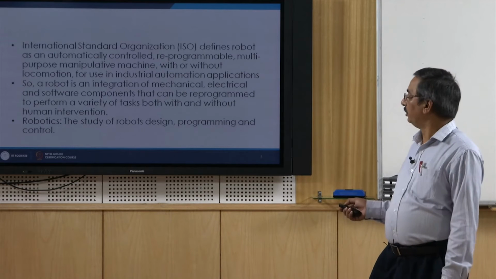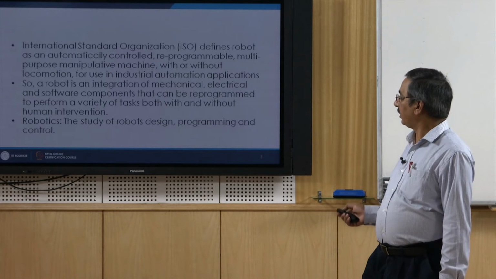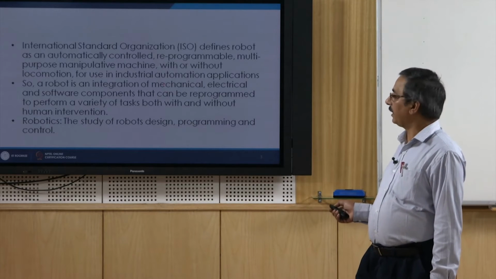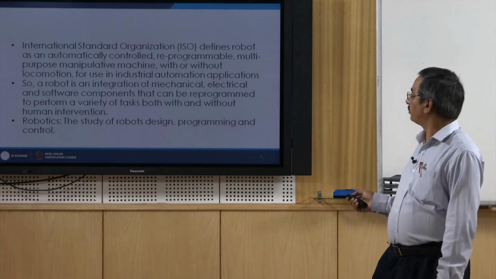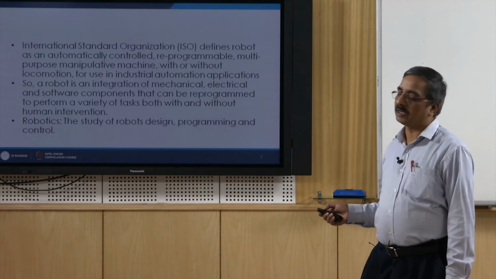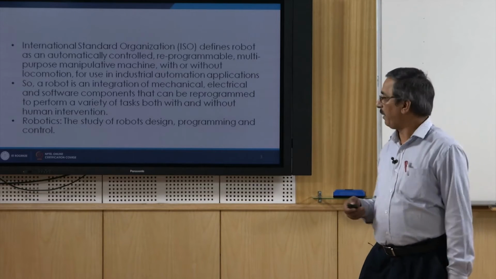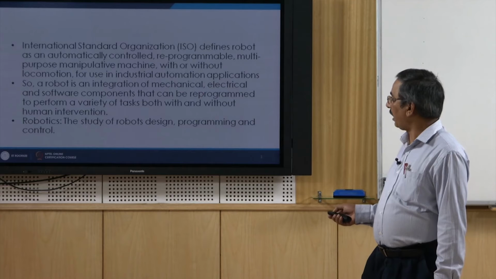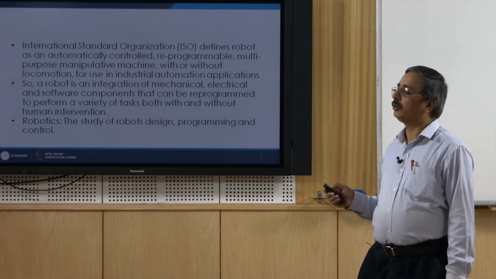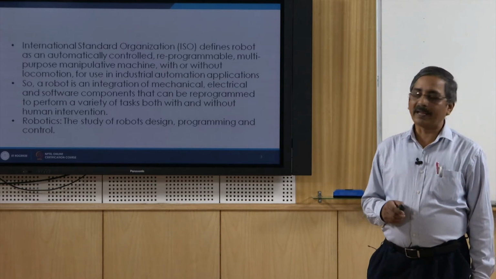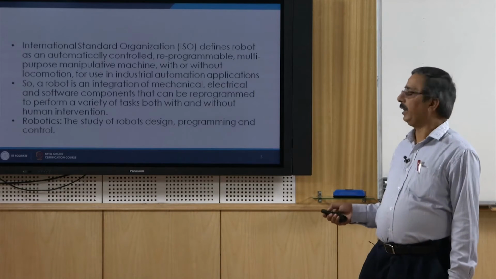As I was telling you, a robot is an integration of mechanical, electrical and software components. Mechanical means the arms of the manipulator; electrical means the actuators which actuate the joints of the manipulator; and software means the different codes intended for the control of the manipulator, which can be programmed to perform a variety of tasks both with and without human intervention. Robotics is the study of this robot design, programming and control.